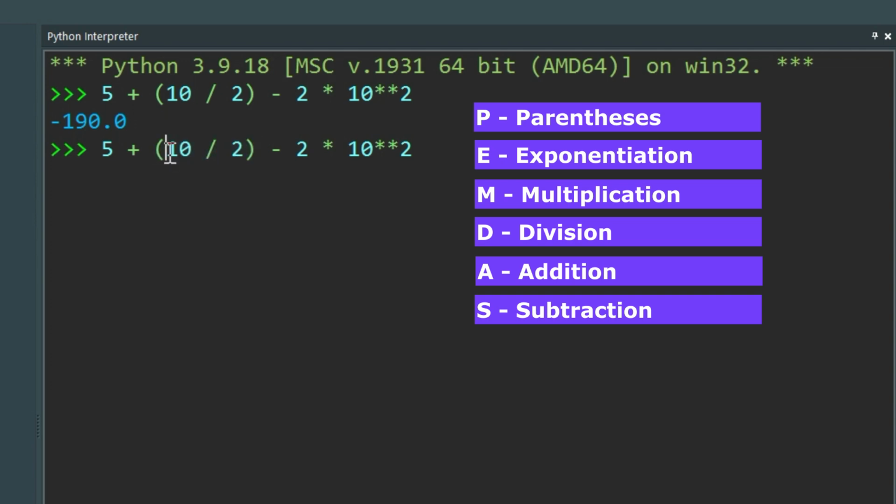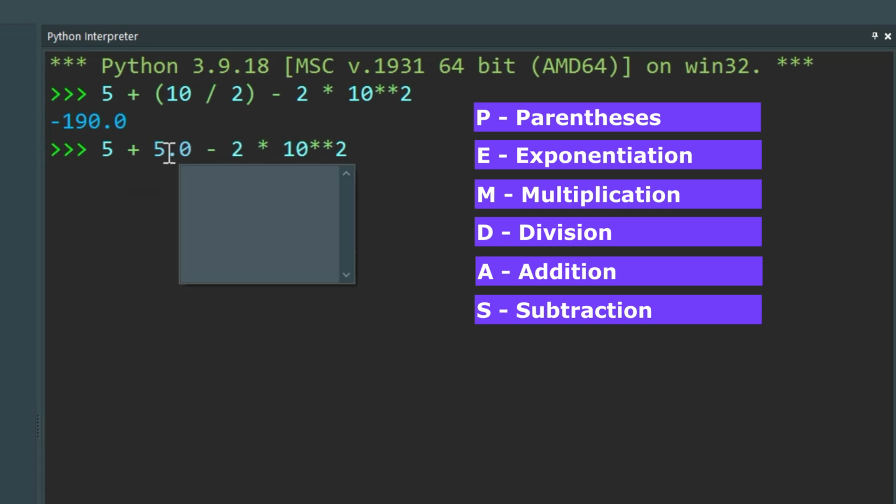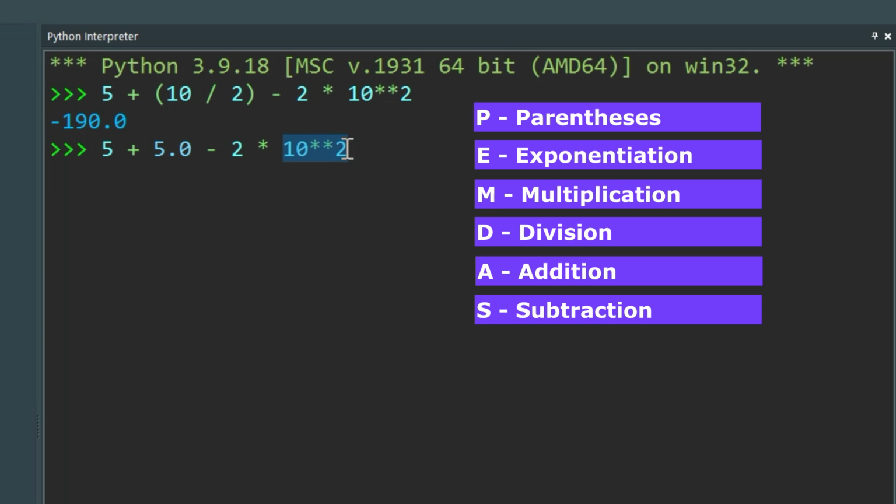In here we have 10 divided by 2, which we know is going to be 5.0 because we have not used floor division. Next is exponentiation. So our 10 to the power of 2 becomes 100. Our multiplication is next. So minus 2 multiplied by 100 is minus 200.